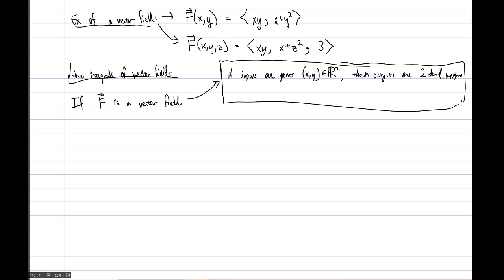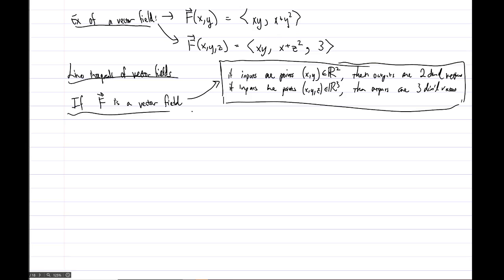And if the inputs are points x comma y comma z belonging to three-dimensional space, then the outputs are three-dimensional vectors. We already see that pattern here. There were two inputs here, two input variables x and y, so this vector was a two-dimensional vector.